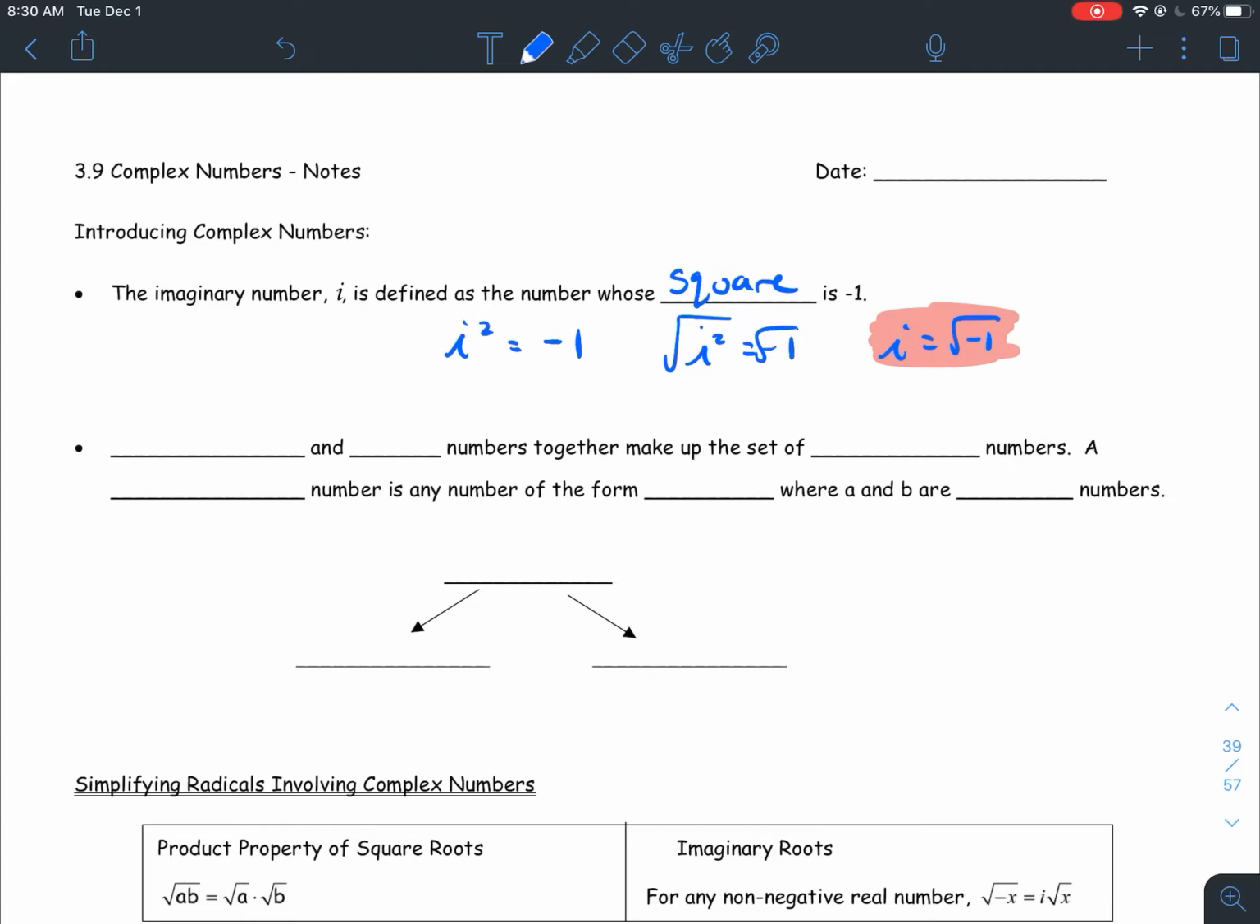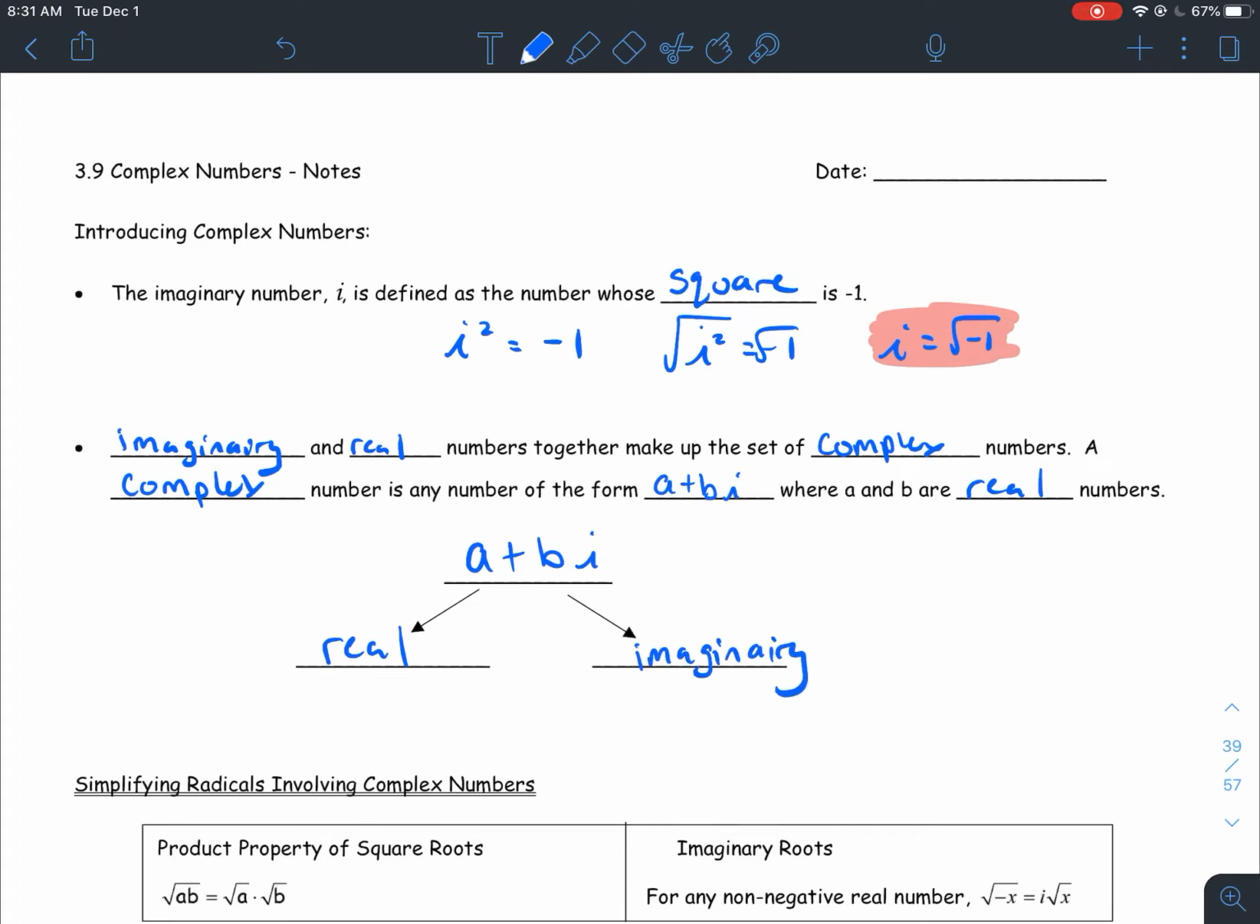So, imaginary and real numbers together make up the set of complex numbers. A complex number is any number in the form a plus bi, where a and b are real numbers. If we have a plus bi, we know that the a part is the real and the bi is the imaginary.